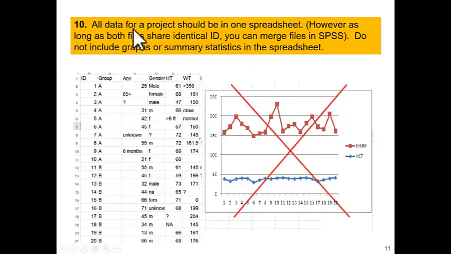Number 10, all data for a project should be in one spreadsheet. Although if you are performing a large clinical trial, you might want to put baseline data separately from follow-up data, which is okay as long as you include a unique identifier so that you can merge those data sets into one spreadsheet. And do not include any graph in the spreadsheet.